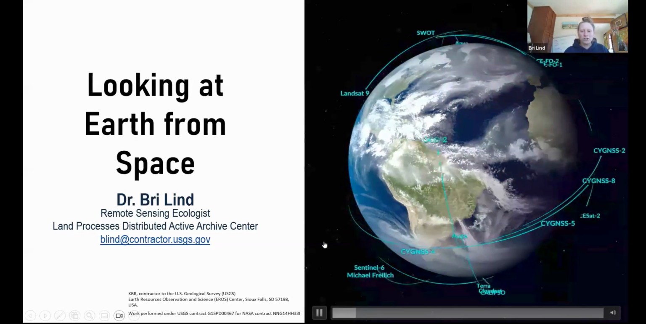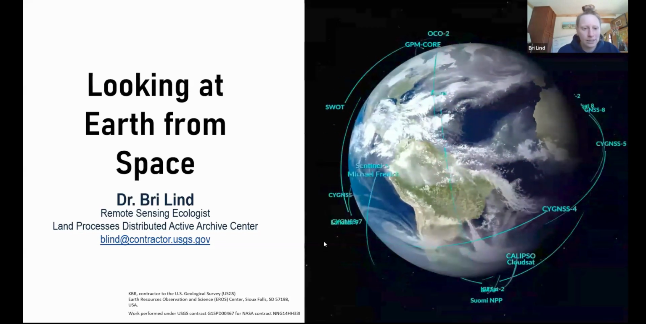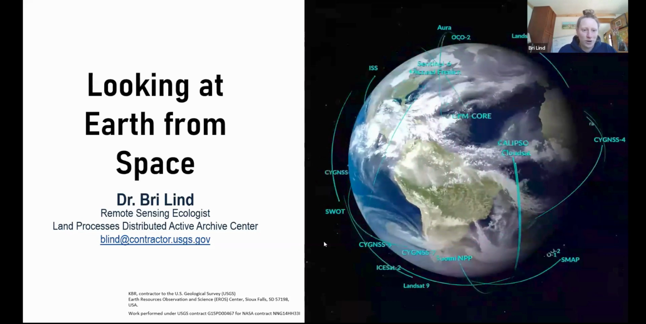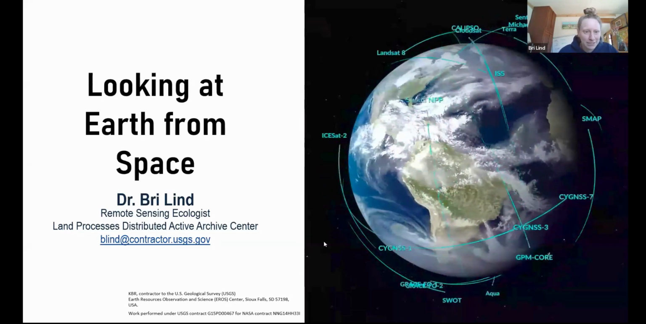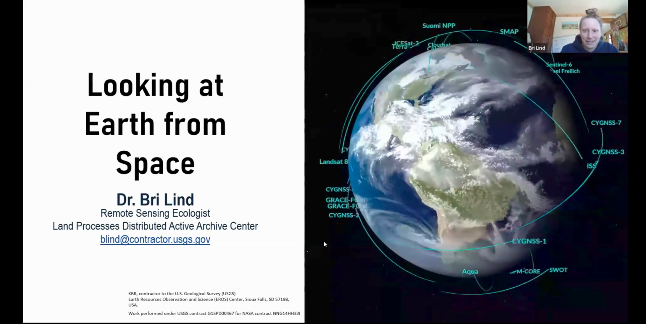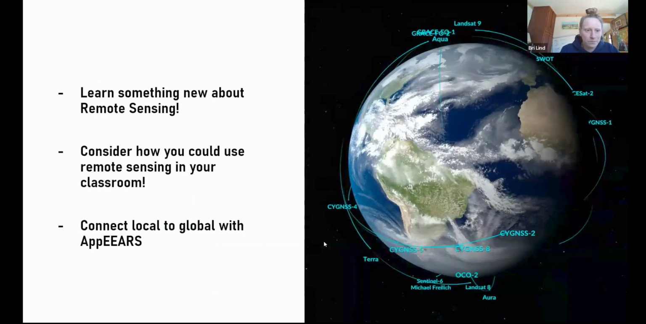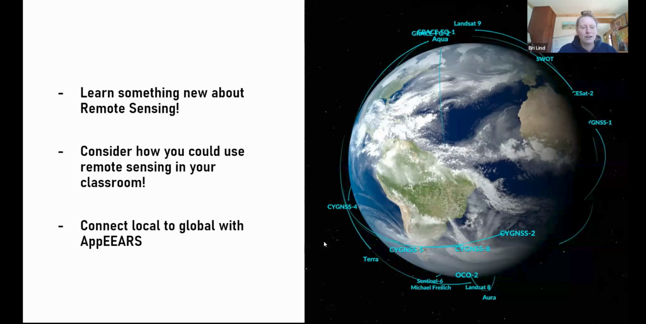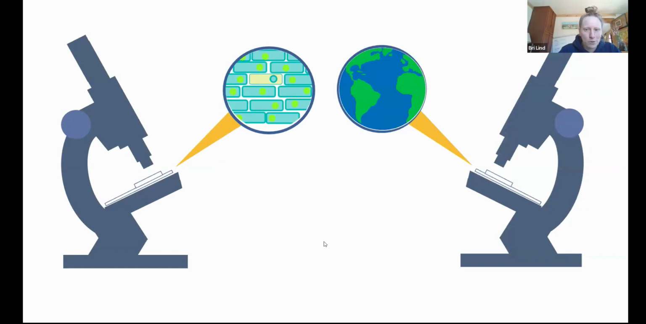So yeah, I just wanted to start out with a little bit of a big picture concept here. You know, NASA does a lot of stuff. One of the things it does is look at Earth from space. And so I was thinking we could learn something new about remote sensing, maybe consider how you could use remote sensing in your classrooms or in your spaces, and then kind of connect with this global data down to a more local scale that's really relevant to you.